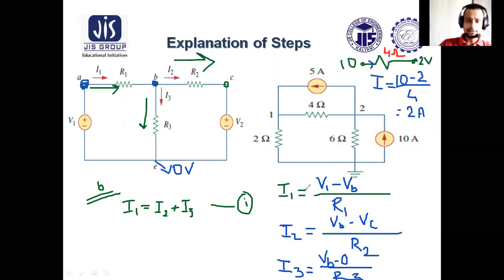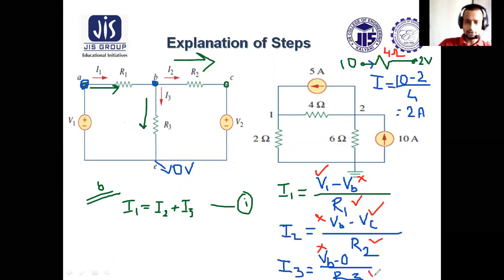Now see, if we substitute these I1, I2 and I3 values in equation 1, what can we say? V1 is known, V2 is not known. R1 is resistance value. For a particular circuit, this R1 will be given. So R1 is known. VB is not known. VB is assumed, so VB is not known to us. VC equals V2. So VC is known. VB unknown.